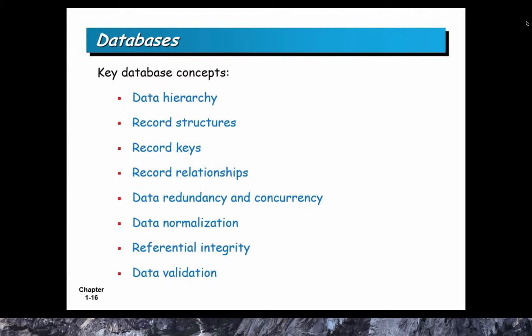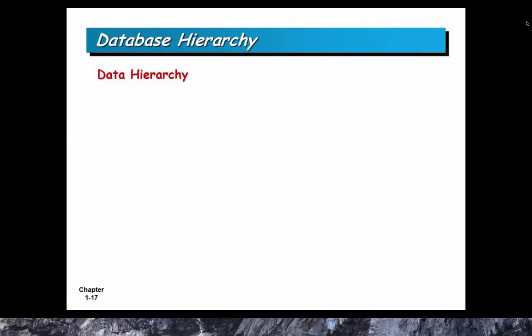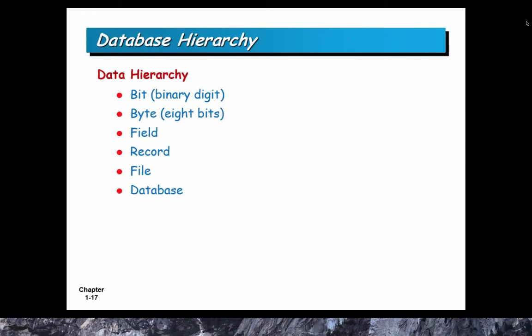So let's go through some of the key concepts of databases. Some of this we've done already, so we'll just be seeing it a second time. First is the data hierarchy: bit, byte, field, record, file, and database. Bit, what are the values for bits? 0 and 1, on or off.